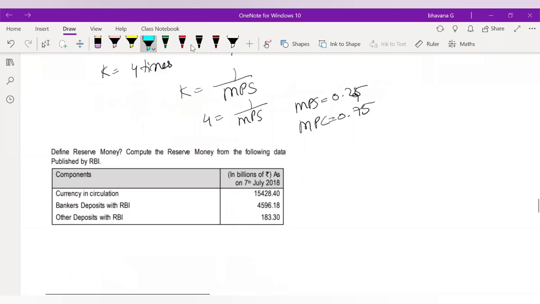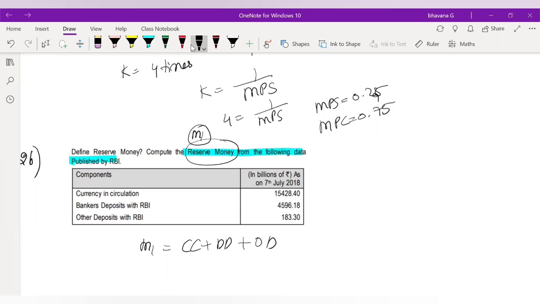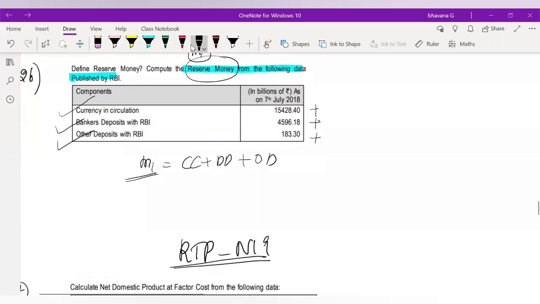Okay, next. Here they have asked you, compute the reserve money from the following data. What is your reserve money, guys? Your reserve money is nothing but your M1. You have to find out your M1. What is the M1 formula? M1 is CC plus DD plus OD. CC is currency in circulation, DD is deposits with RBI, OD is other deposits with RBI. So if you add all of these three, you will get your M1. This question is also easy.